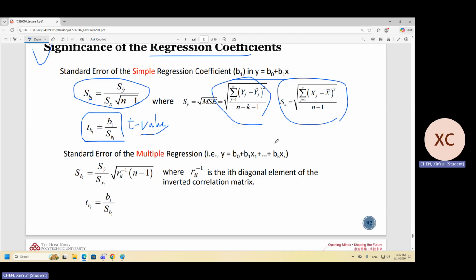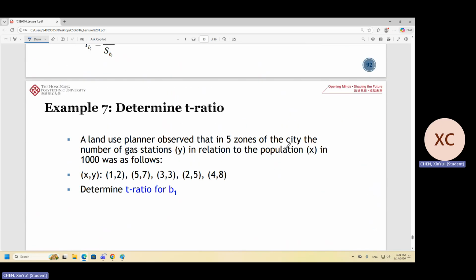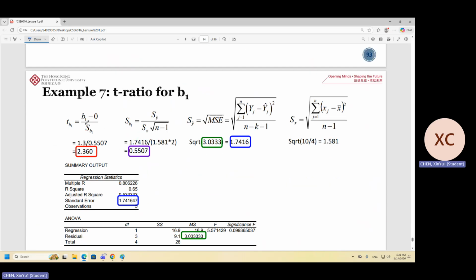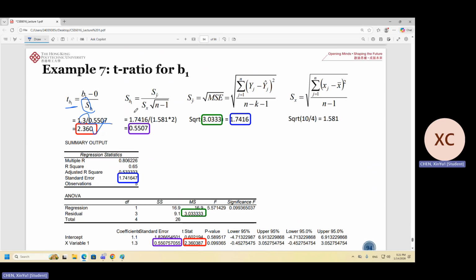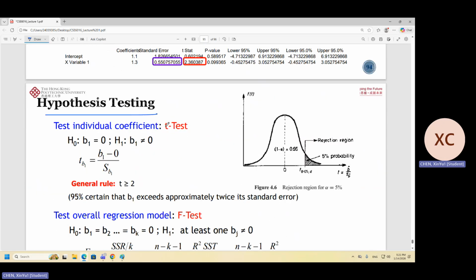Maybe I can show you an example, maybe not today. For the left example, here also the same, determine the T ratio for B1. Here we have the SB and the B1 of 1.3. So we can calculate the T value for B1, something like that. And also for the B1 S1 and so on. For the test, the question is: can we believe this B? If we cannot believe this value is different from 0, then if everything is 0, y equals 0, so nothing.